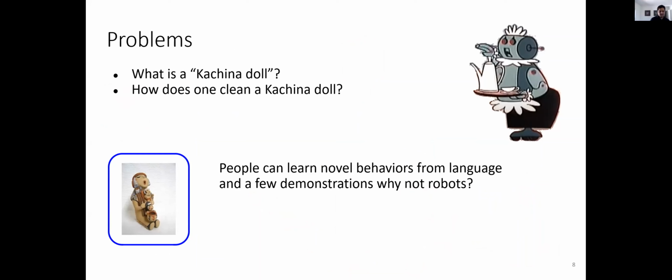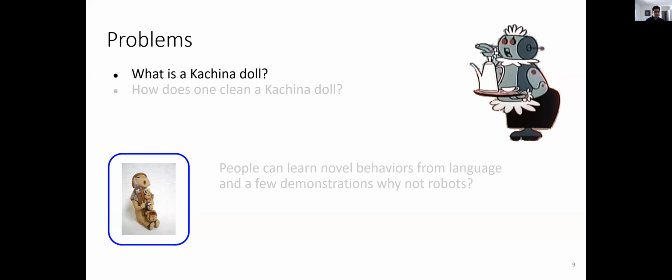So as soon as you give this language command to clean the Kachina doll to Rosie, she comes up with two problems. The first one is, what is a Kachina doll? And the second one is, how does one clean said doll? And what we know is that people can learn these novel behaviors from language in a few demonstrations, but then can we have robots do the same?